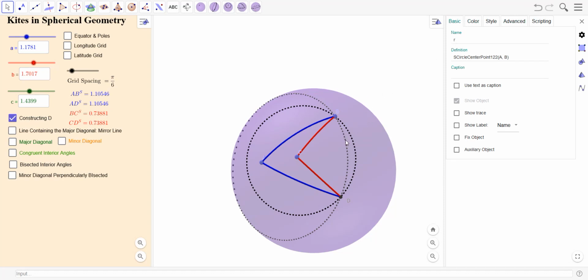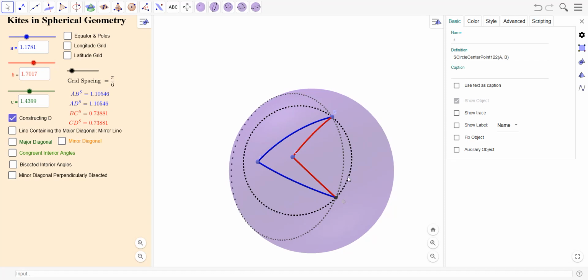Let's do a couple things. Let's go ahead and just make this one, just to make it a little bit more clear which one's centered where. See if I can select it.